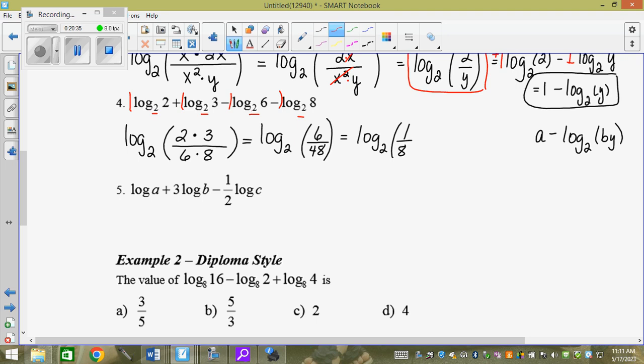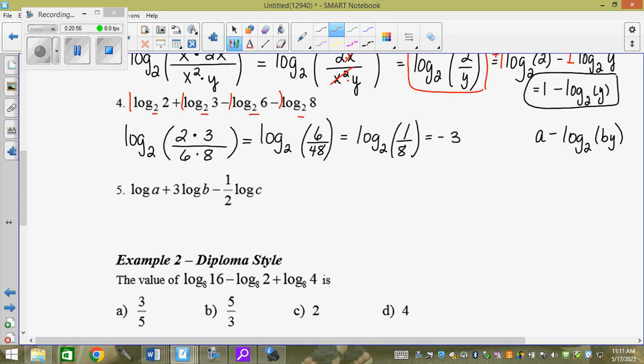2 to what power is 1 over 8? 2 to the 3 is 8. So 2 to the what is 1 over 8? Negative 3. Remember, negative exponents just get you that fraction. What's the problem with 5?